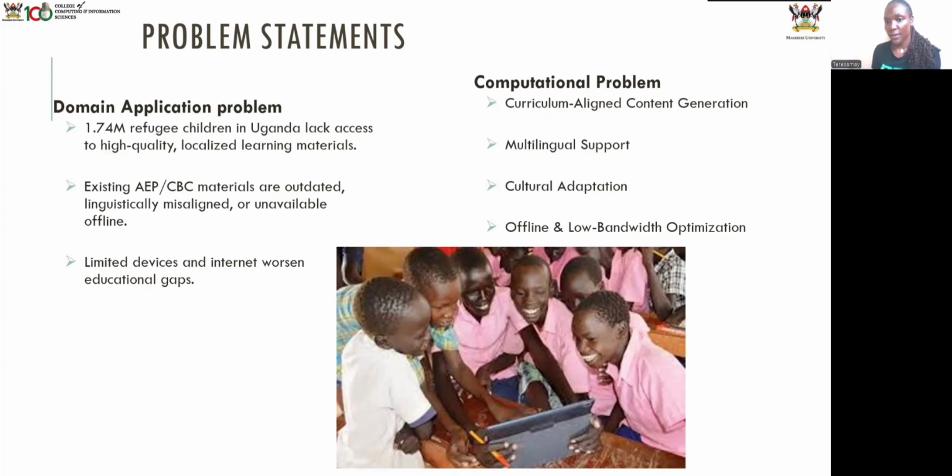Then we also look at offline and low bandwidth optimization. In here, it is concerned with applying model quantization, pruning, and basically creating a system that can be used in low resource areas, all deployed in areas like the refugee camps. So this would enable offline learning in areas in that kind of setting.